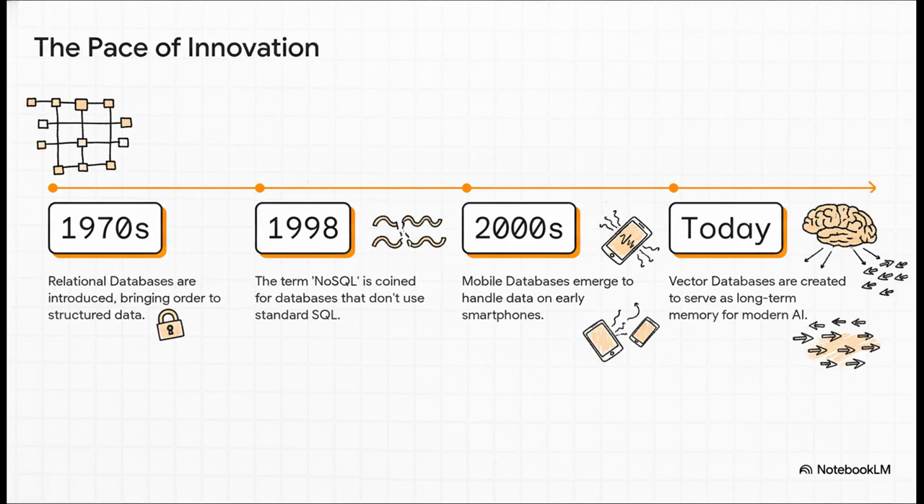So, database technology had to evolve, and it had to do it fast. This kicked off a rapid-fire series of innovations. First came flexible NoSQL databases, then mobile databases for our phones, and finally, the tech that brings us right back to our original problem, vector databases built from the ground up to power modern AI.